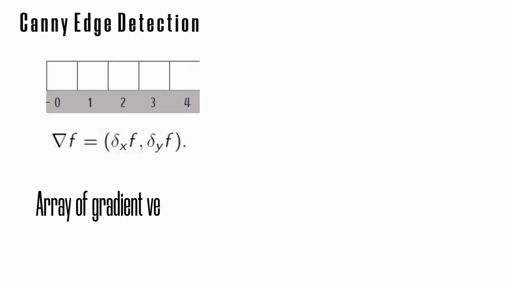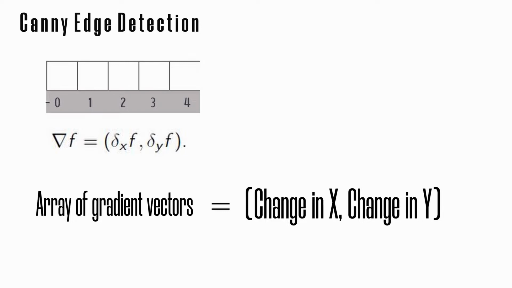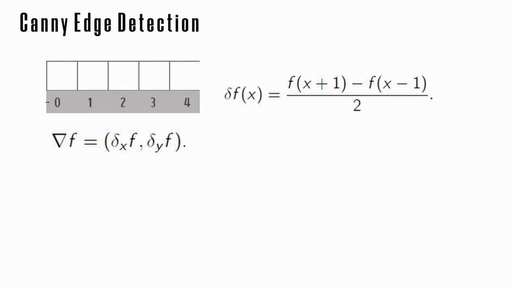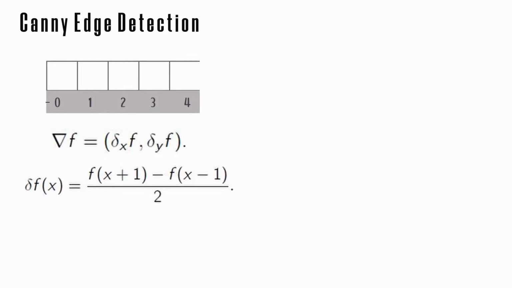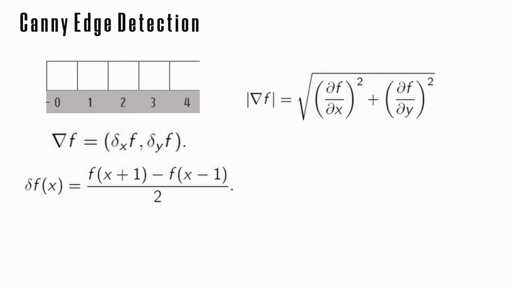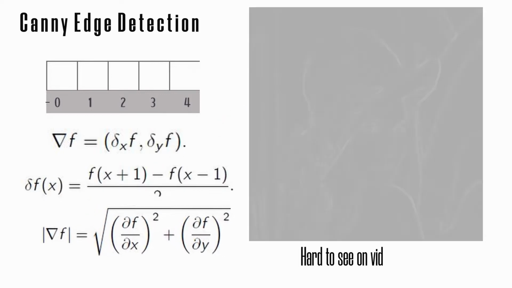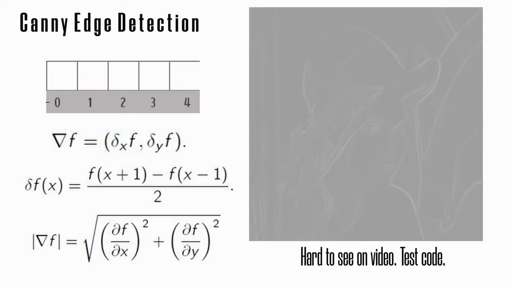Next, we need to construct an array of gradient vectors that contain the change in x and y axis of the image using this formula. After this, we calculate the magnitude of each gradient vector using this easy formula. Once these two steps are done, we can say that we have achieved some level of edge detection.